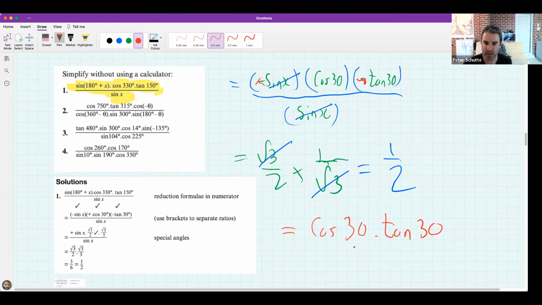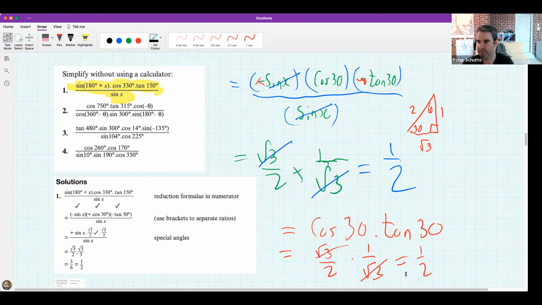And these are special triangles, right? So you just have your special triangle. So 30, 60. You do have to memorize these, 1 and 2. So the cos of 30 is just going to be √3/2. And then the tan of 30 is 1/√3. And that's why we get 1/2.